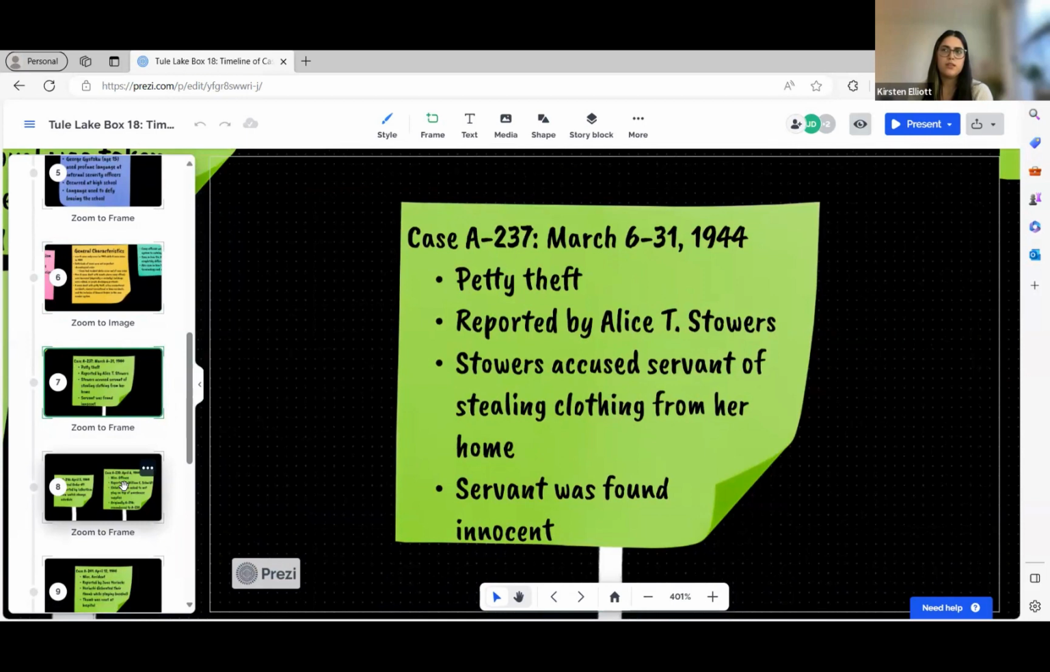She was interviewed, quote unquote interviewed. But she was very adamant and steadfast in her testimony, and she was found innocent.